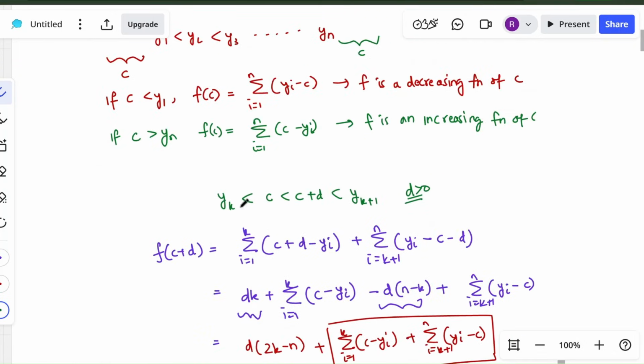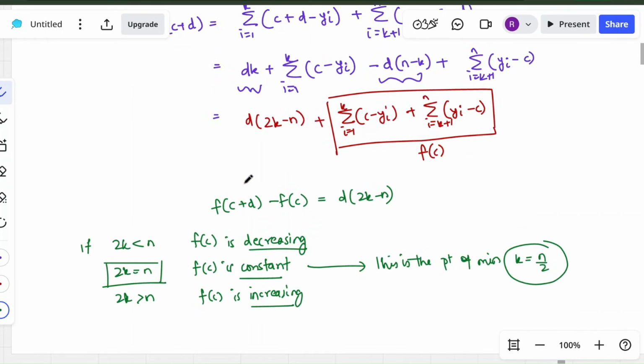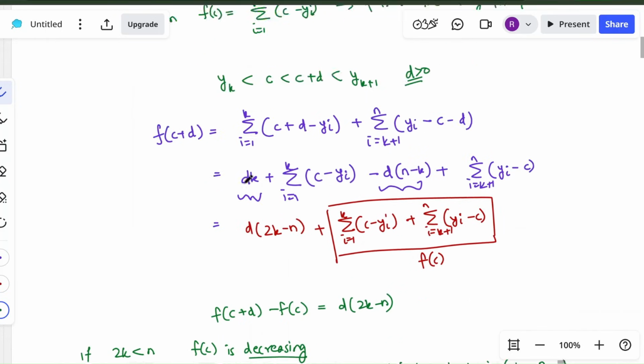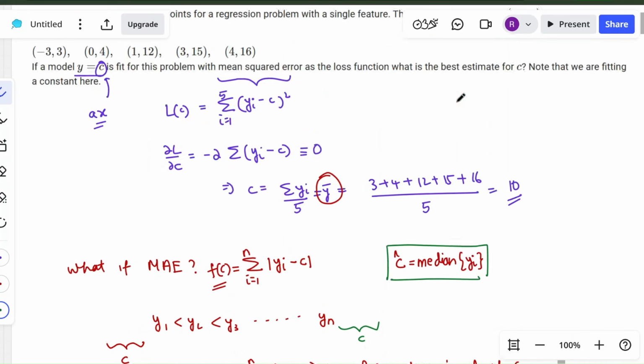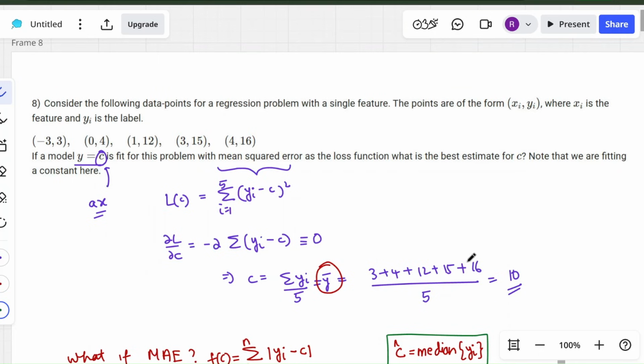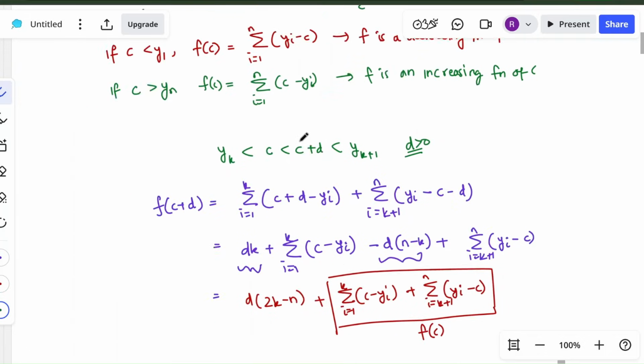We started with saying that c lies between yk and yk plus 1. And k is equal to n by 2 means y of n by 2 is what? It is nothing but the median. That is why c hat is the median, if it is the mean absolute error instead of mean squared error. Because when it's absolute error, you can't take the derivative and all, so you have to do some proper analysis.